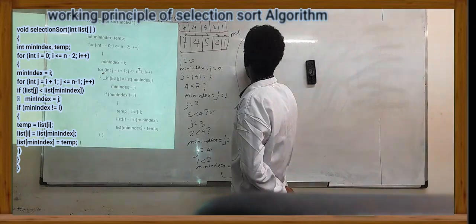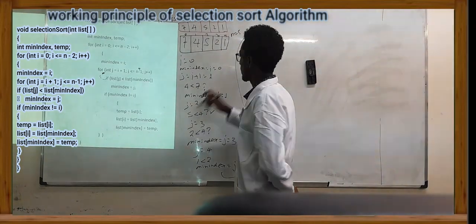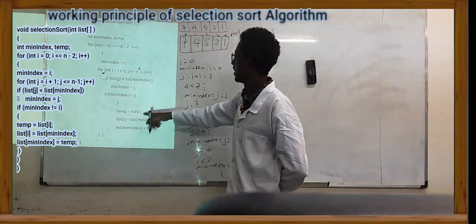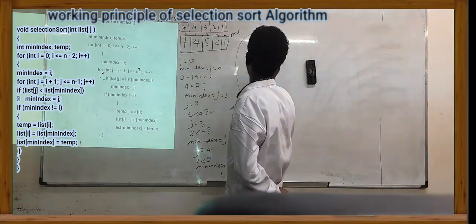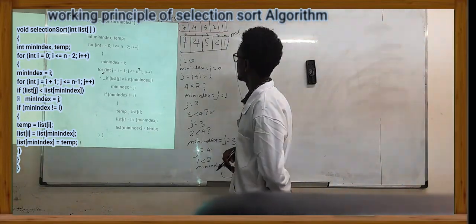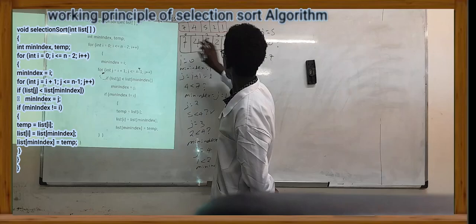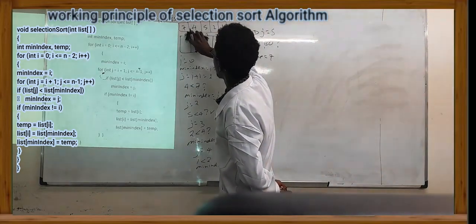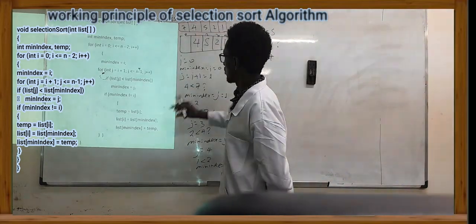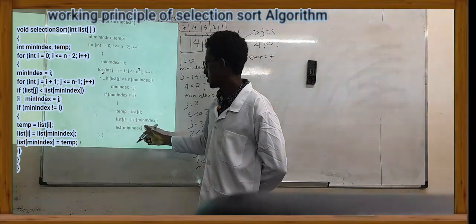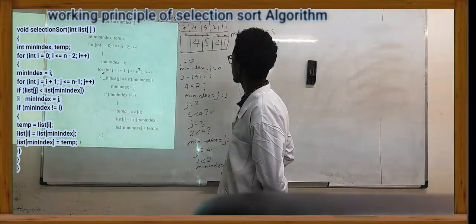What you have to do: in the place of temp, the temporary variable, we put the value of list of i, meaning list of 0, which is 7. We put 7, and this space is empty now. And then list of i is equal to list of min index.